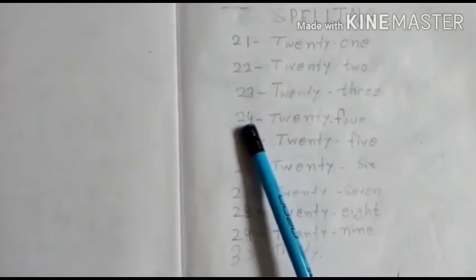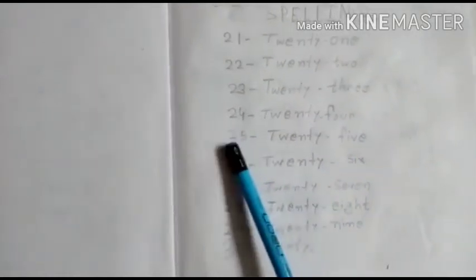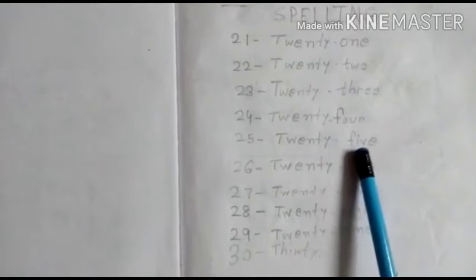23, T-W-E-N-T-Y, 20, T-H-R-E-E, 3, 23. 24, T-W-E-N-T-Y, 20, F-O-U-R, 4, 24. 25, T-W-E-N-T-Y, 20, F-I-V-E, 5, 25.